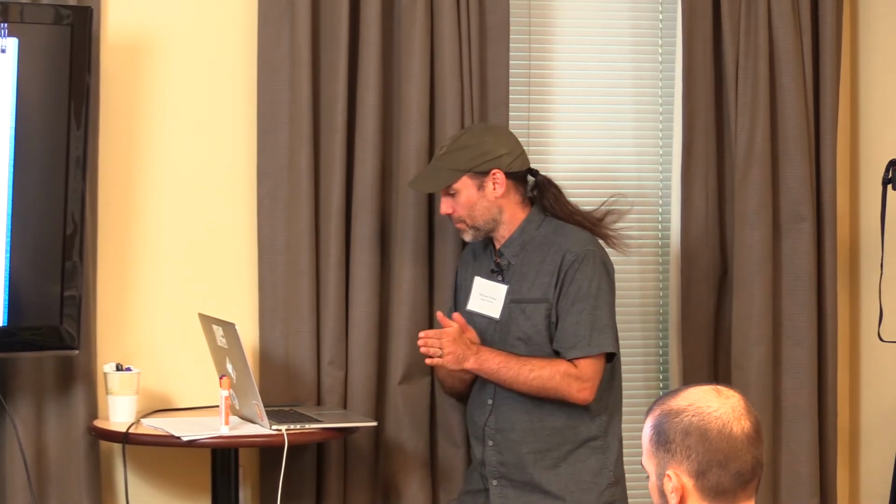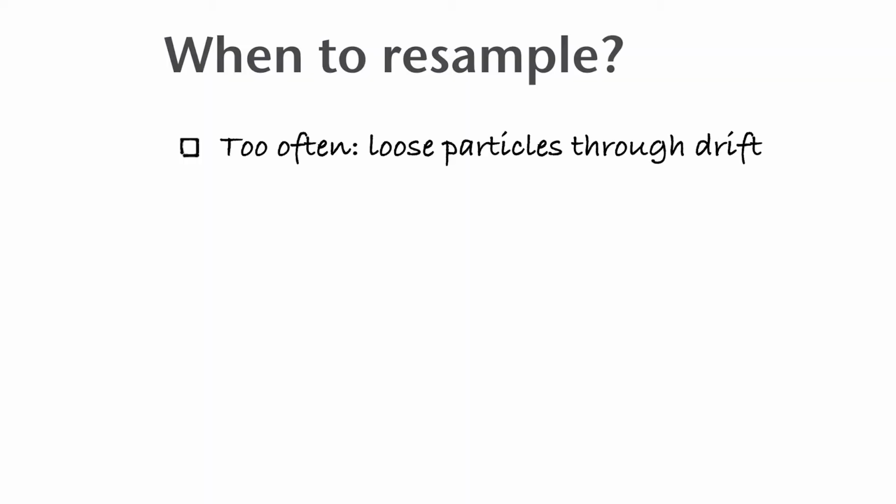So when to resample? There's a balancing act. If I resample too often, I lose particles simply through drift. So imagine I started out, I took a sample from my prior, and at every step there's no data, I just keep resampling from the prior. If I resample from that ensemble, I'll lose some ensemble members just by chance. I resample, I'll lose some by chance. So if I kept resampling with no information, I would still converge on one ensemble member just by a process of drift. So it's not guaranteed that I want to resample every single time step.